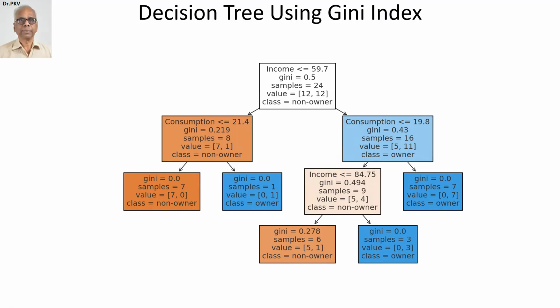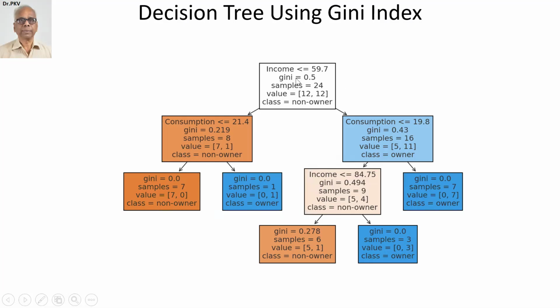So you start initially with the root node, which is here. Income is less than or equal to 59.7. The Gini is 0.5. The samples is 24. And if you see this, the value is 12, 12 split, class is equal to non-owner. When it is 12, 12, you generally start with a non-owner. Because both are equal, I cannot say it's owner, but I have to improve the solution. So class is equal to non-owner.